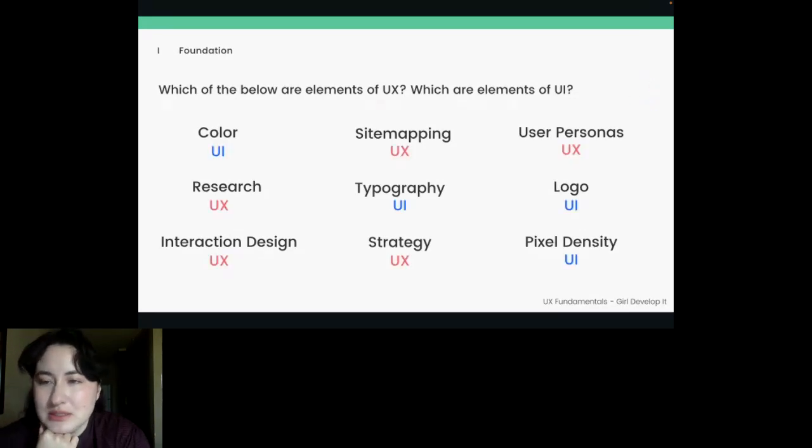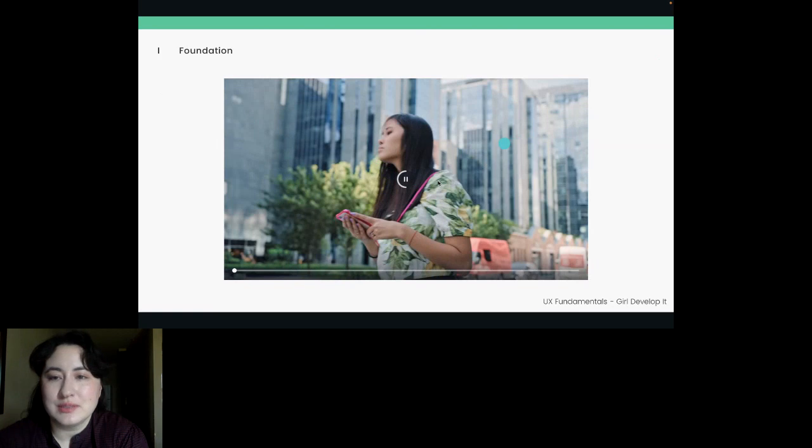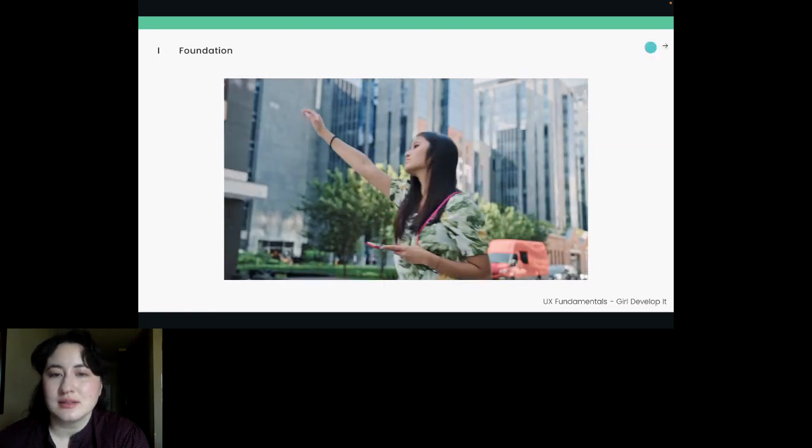Okay, so as you can see, UI is related to the visual aspects of a digital product, and UX encompasses more of the strategy, psychology, and user flow. It's more about the content and functionality. So I'm going to walk through an example of a user experience from start to finish.